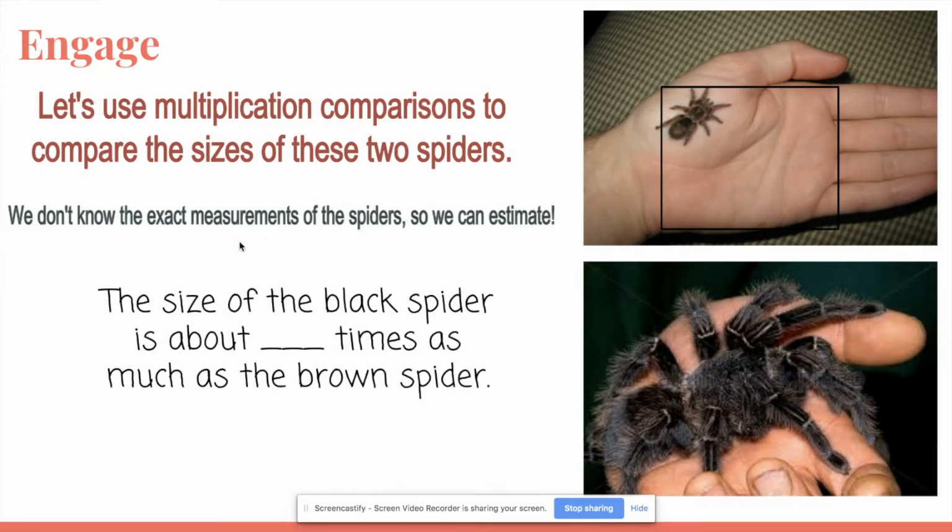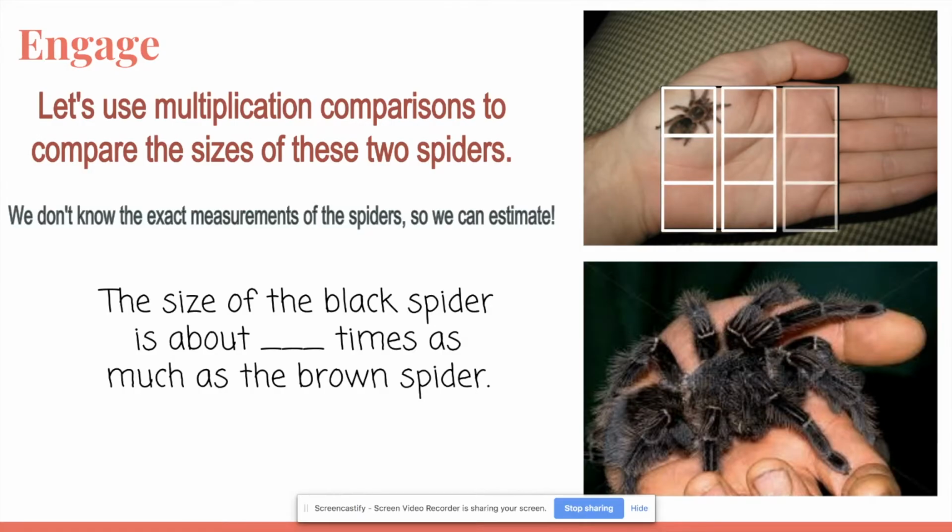And we got a sentence starter to help us out. The size of the black spider is about blank times as much as the brown spider. So here's something that helps me out. I can visualize about how big the brown spider is, about the size of this right here. So about how many brown spiders will it take to fill up this entire box? Well, I think it's going to be about another 3 to fill up that section right there, and then another section, another section. I think the size of the black spider is about 9 times as much as the brown spider.